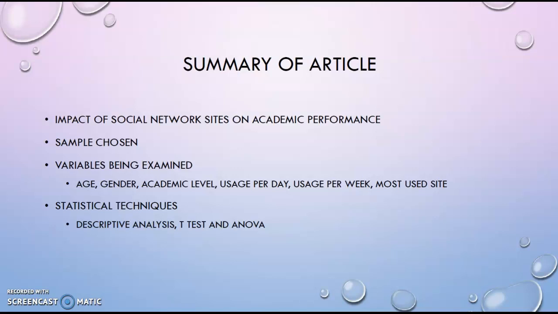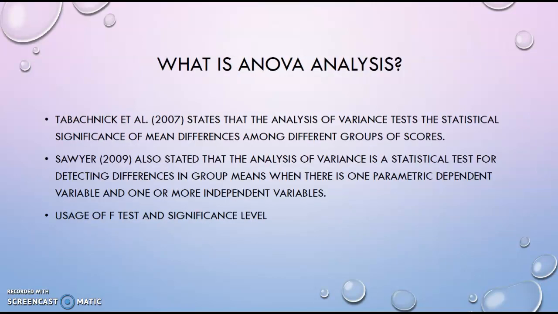Now, what exactly is ANOVA analysis? Tabachnick et al., 2007 state that the analysis of variance tests the statistical significance of mean differences among different groups or scores. We identified that the different groups here in this article were the 6 variables such as age and gender, etc. Sawyer in 2009 also stated that the analysis of variance is a statistical test for detecting differences in group means when there is one parametric dependent variable and one or more independent variables.